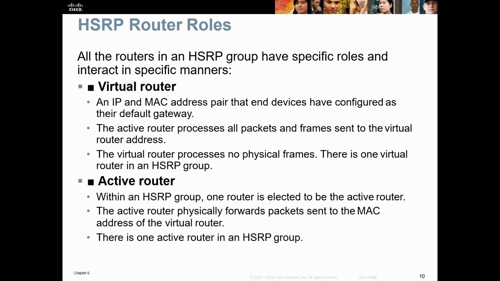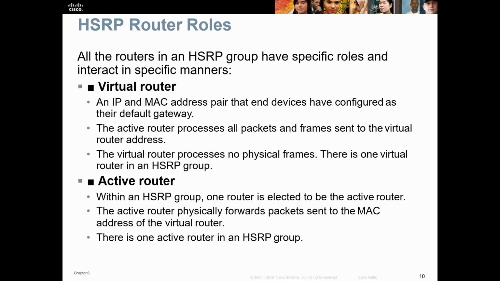Devices have configured as their default gateway. So the default gateway of the host or end devices is the MAC address and IP of the virtual router. So the active router processes all packets and frames sent to the virtual router address. The virtual router processes no physical frames.